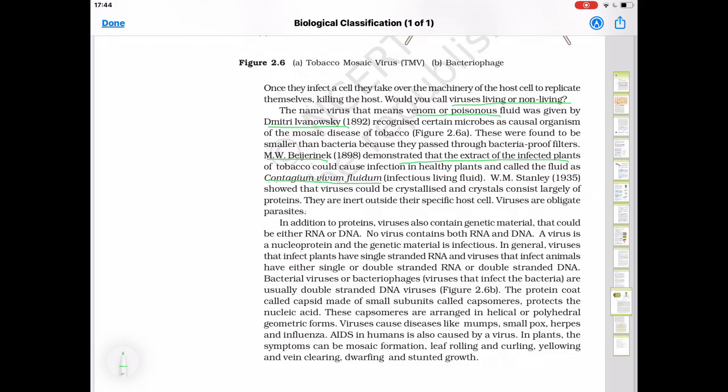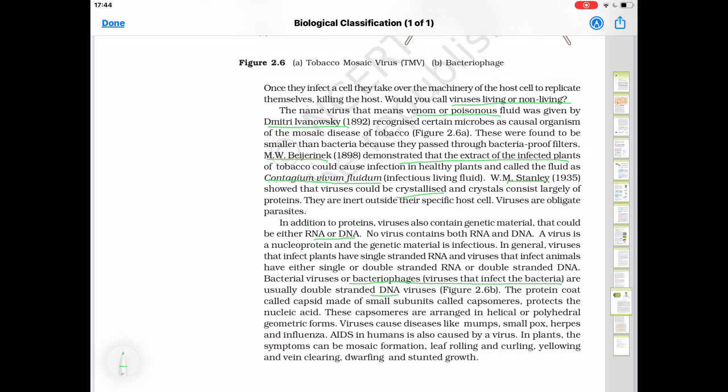Another scientist, Stanley, showed that viruses could be crystallized and the crystals largely consist of proteins. Viruses have DNA or RNA as genetic material. A virus that infects bacteria is known as a bacteriophage. Bacteriophages have double-stranded DNA. They have a protein coat called capsid.